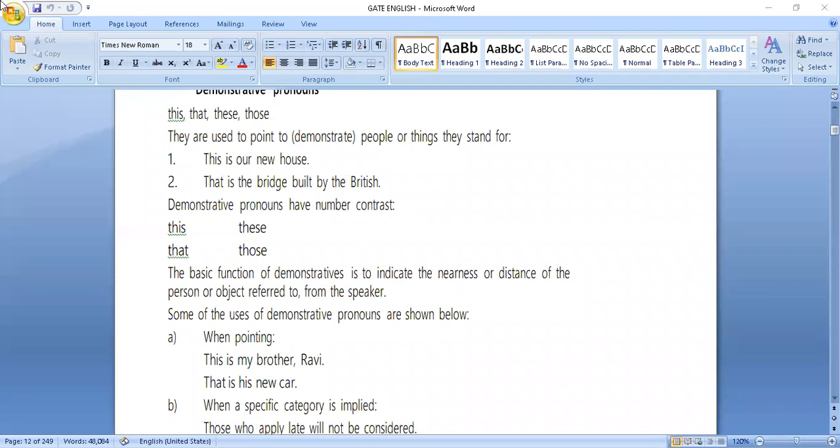Now, this is our new house. That is the bridge built by the British. Demonstrative pronouns have number contrast: this, these, that, those. The basic function of demonstratives is to indicate the nearness or distance of the person or object referred to from the speaker. Some of the uses of demonstrative pronouns are shown below.